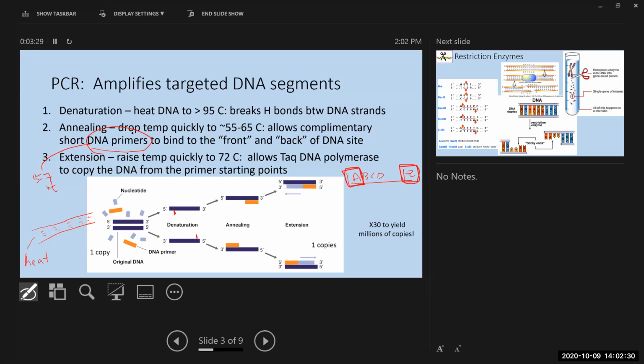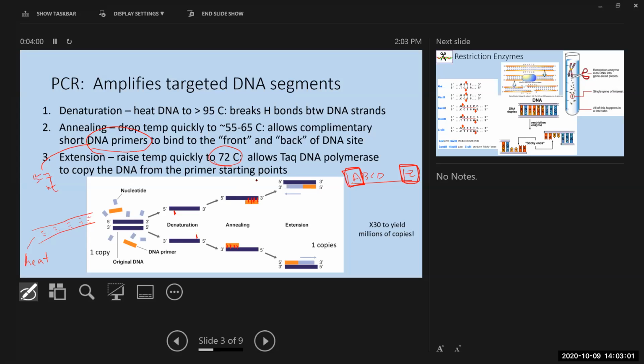So when we do that, we change the temperature from 95, and the temperature drops very quickly to about 55 to 65 degrees. There's a range. At that lower range, there's enough time for hydrogen bonds to reform between these short little primers and the DNA of interest. That's what happens very quickly in that middle region, the annealing phase. Now, very quickly, you crank up the temperature to about 72 degrees Celsius.